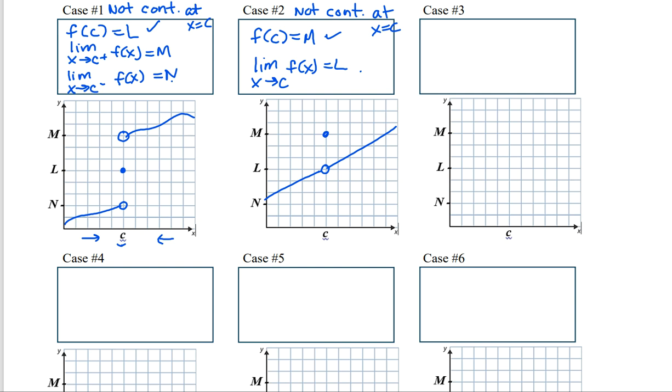Okay, ready? Case number 3. There are three pieces of information. The first piece of information is that f of c is not defined. Second, the limit as x approaches c from the left of f of x goes to infinity. And the third piece of information, the limit as x approaches c from the right of f of x goes to negative infinity. So as it approaches from the left, it goes to infinity, and approaching from the right, it goes to negative infinity. I'm going to pause the video, and you can come back to check your work.